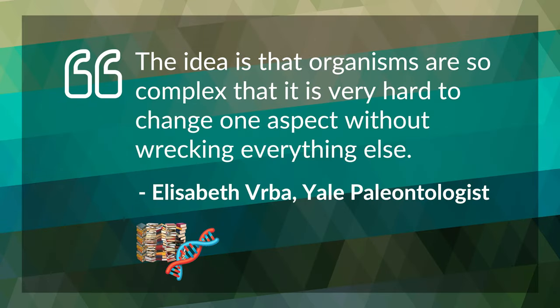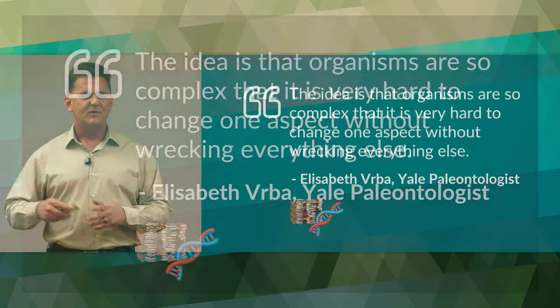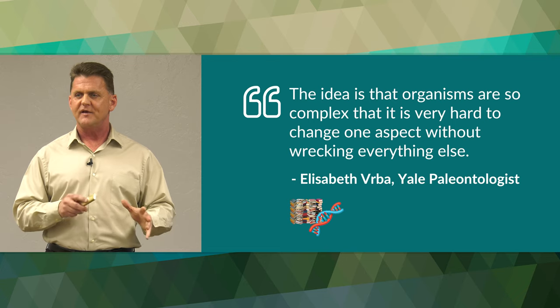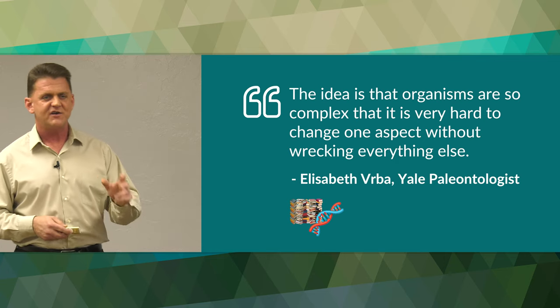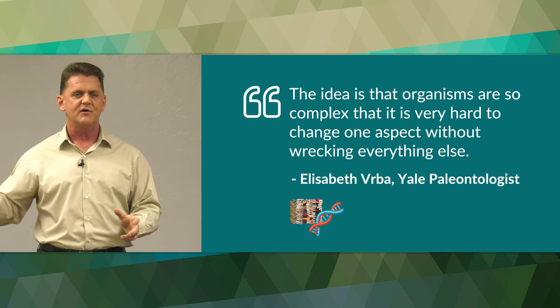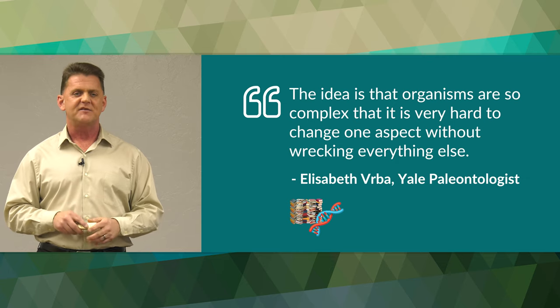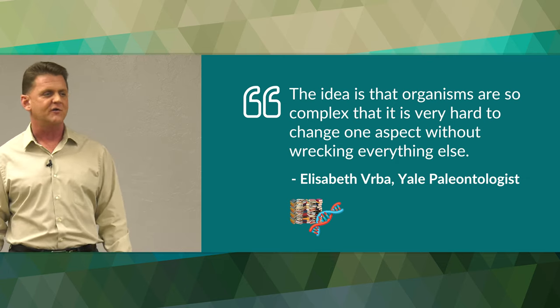Here's a Yale paleontologist. Now, thinking about that blind three-year-old messing with the manuals, making cuts and making marks and making changes, Elizabeth Vrba says the idea is that organisms are so complex that it is very hard to change one aspect without wrecking everything else. And as we can imagine in our example of the airplane manuals, that would seem very logically true, that making a change here is going to have a dramatic impact somewhere down the road, as long as that change happened not to be a neutral change, like we talked about the color of the seats, for example.